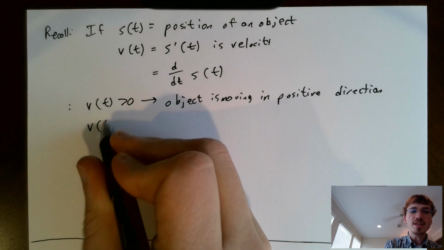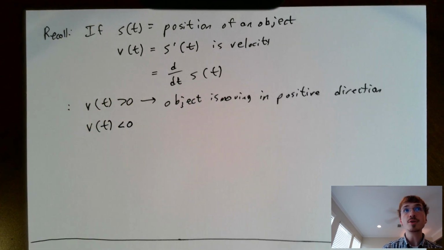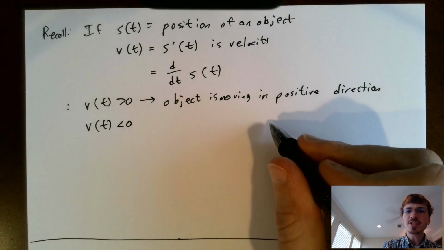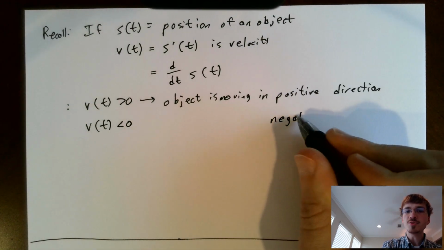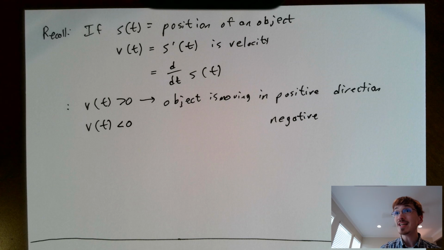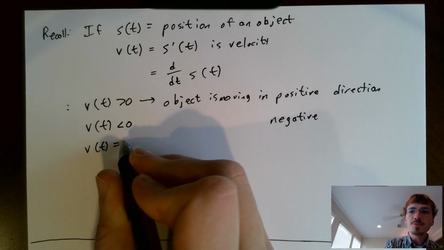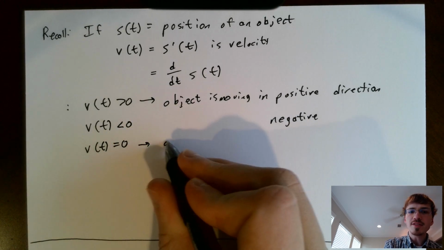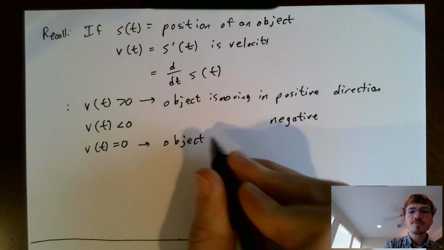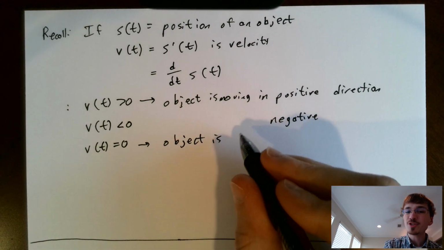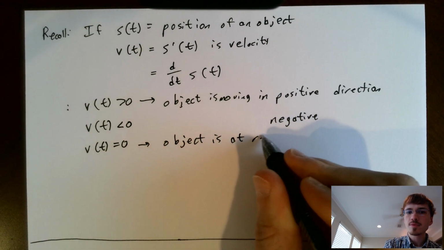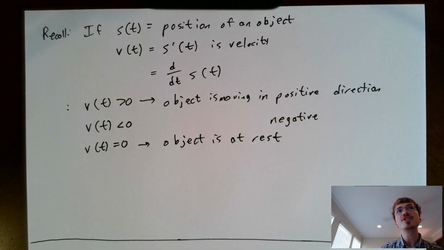If v of t is less than 0, if it's negative, then the object is moving in the negative direction. So again, if it's moving up and down, negative velocity would imply that it's moving downward. If it's moving left to right, negative velocity implies that it's moving to the left. And if v of t is 0, that implies that the object is at rest, even if it's 0 for just a moment.